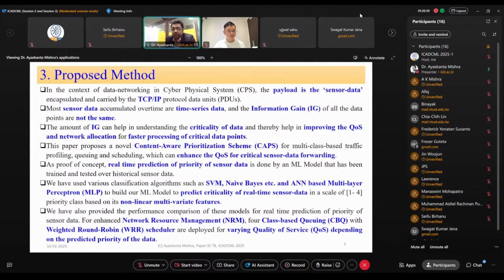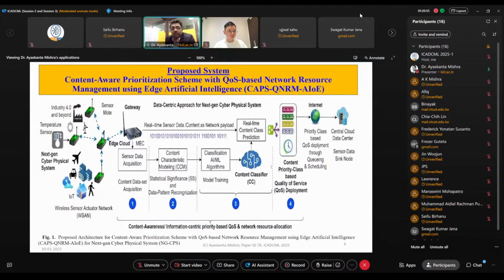And based on that, we are going to give the network resource management that we have deployed using a class-based queuing mechanism and weighted round-robin scheduler, in order to give varying quality of service depending upon the predicted priority of the sensor data. So as we move forward, this is the overall system architecture.